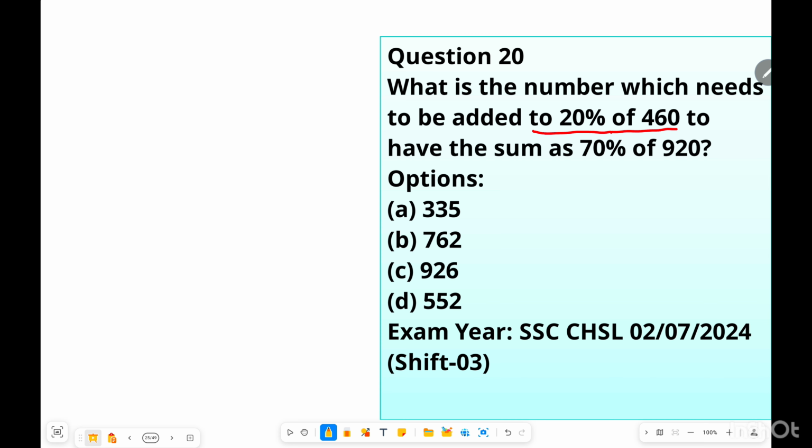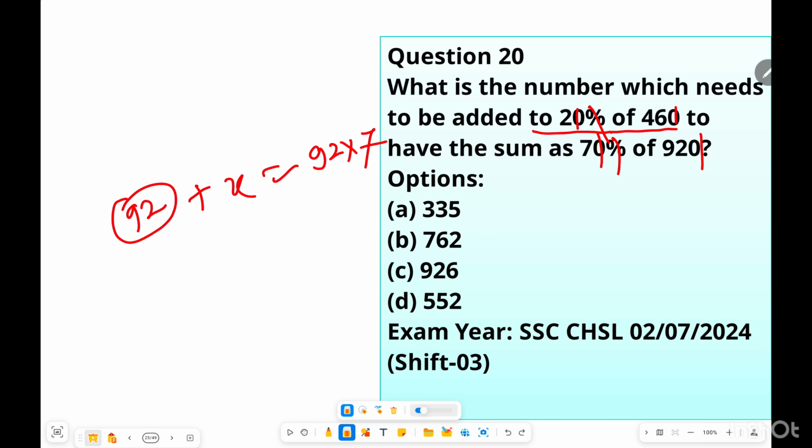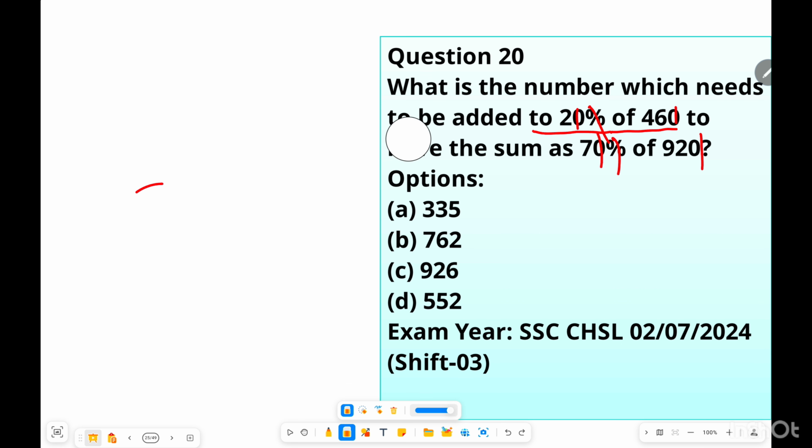If you cancel this percent with this directly, then the number becomes 92, and then if you add x, the result should be the multiplication of 92 and 7, right? This I did very quickly, but let me make you understand in a proper way.